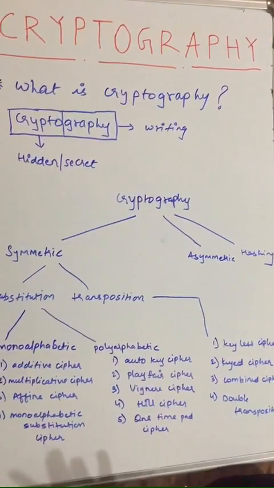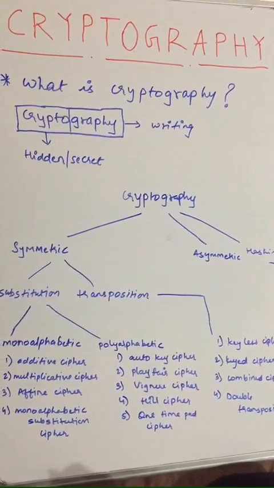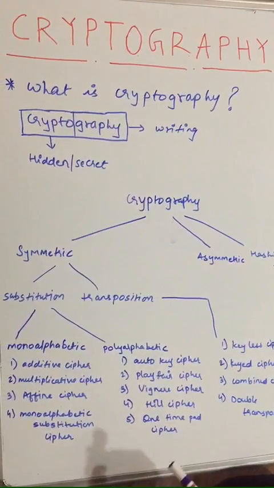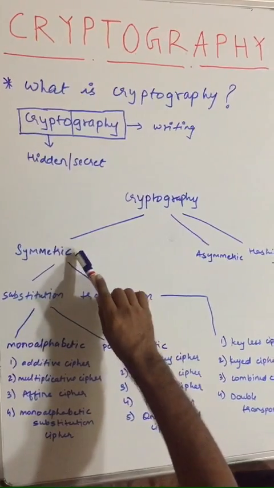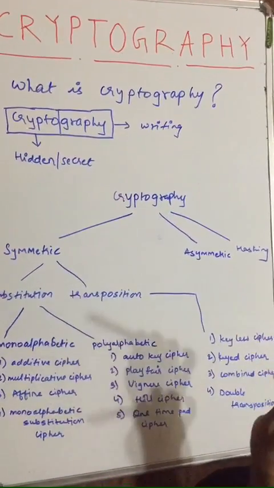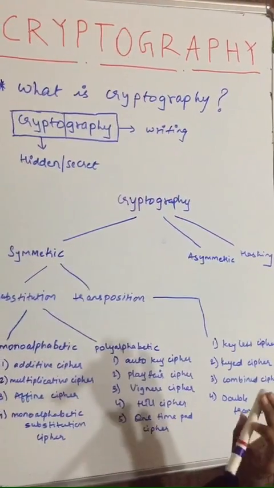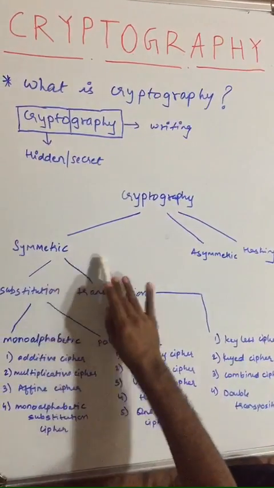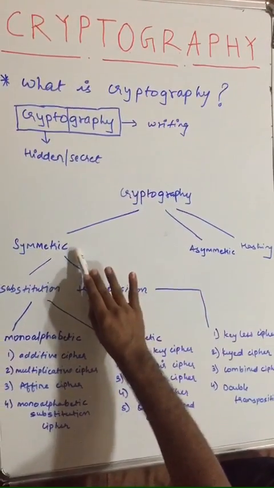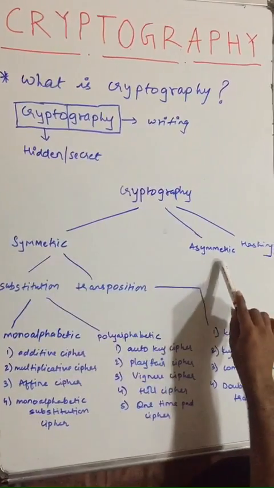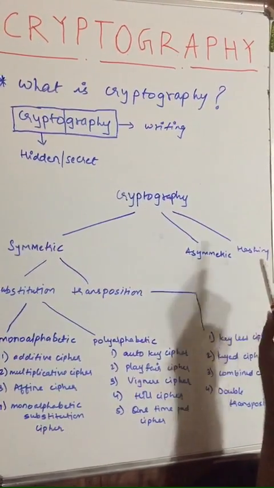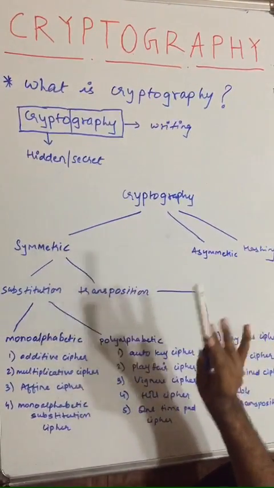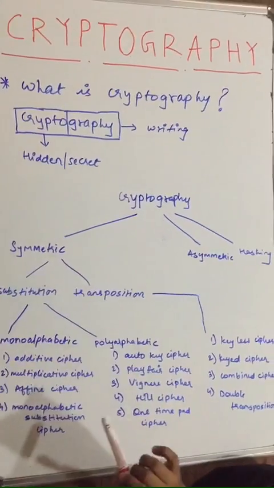So in cryptography we have three kinds: symmetric cryptography, asymmetric cryptography, and hashing. All right. In this course we are going to learn about each and every method, what is included in symmetric, what is included in asymmetric, and what is included in hashing. But first we are just going to focus on symmetric cryptography.